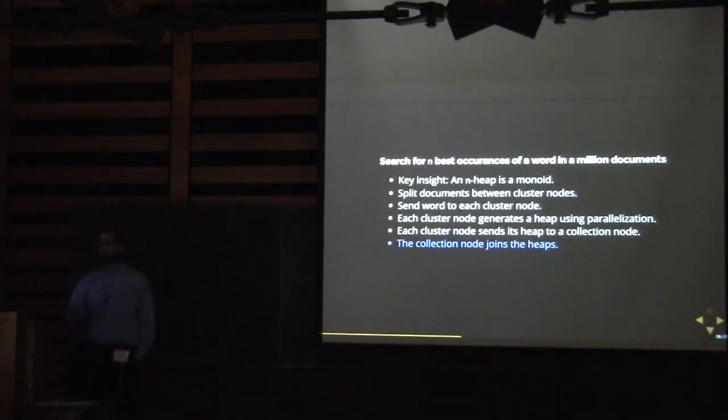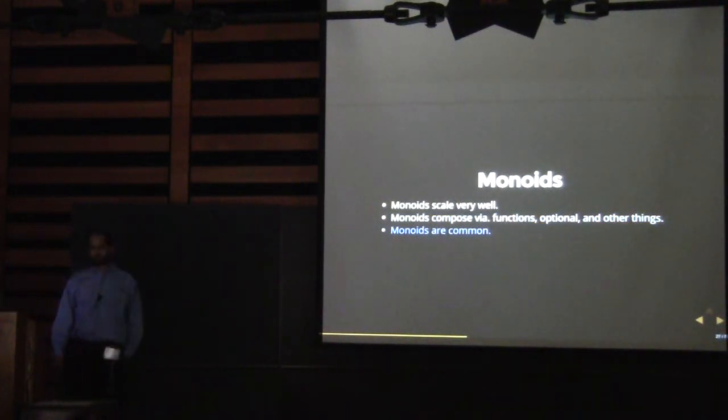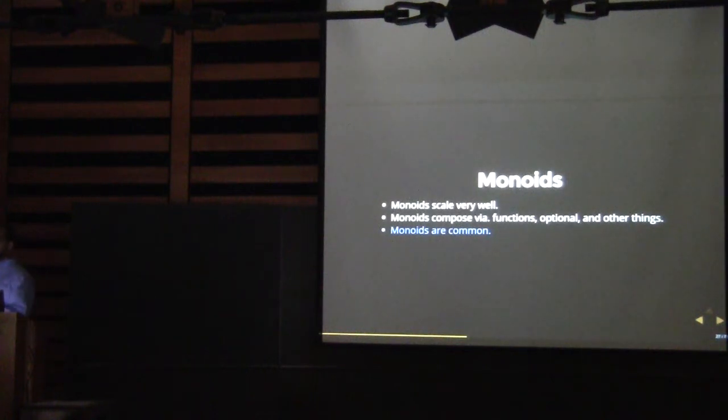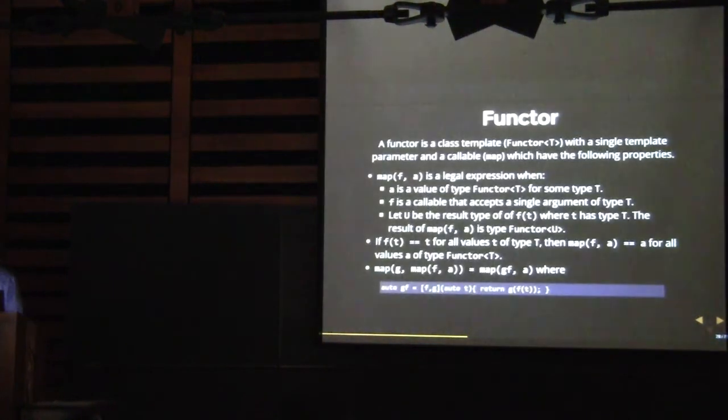So you want to really try to recognize these things and call them what they are. Monoids scale very well. You can compose these things with functions or optionals and other things. And they're extremely common. So now that we're done with the easy part, or the very easy part, let's move on to the easy part. A functor.